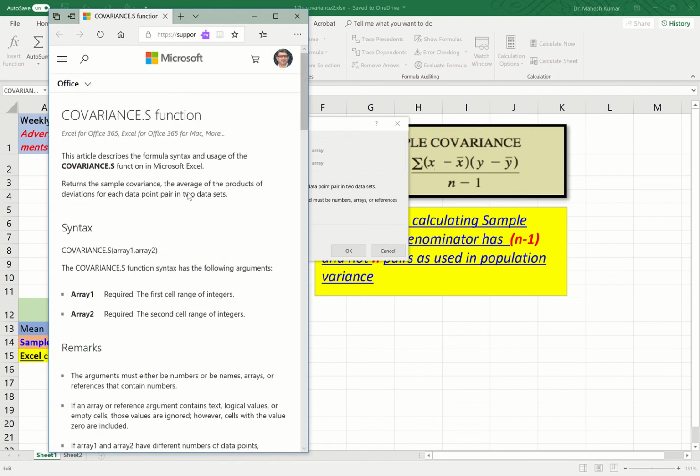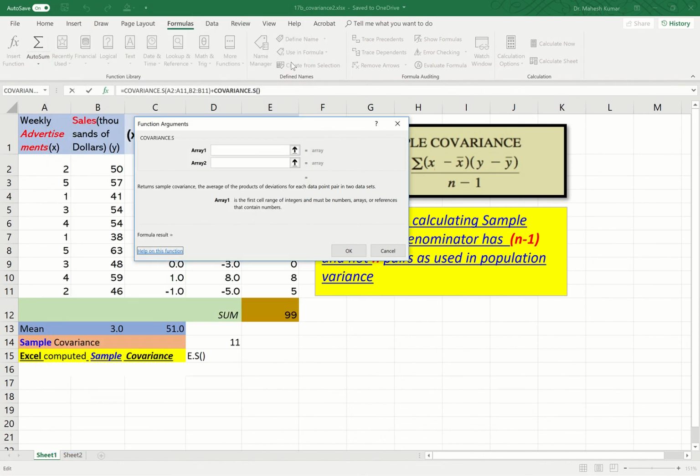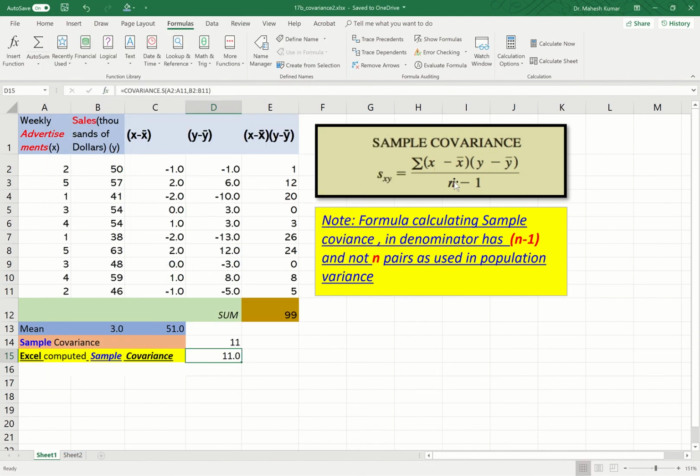The help does not give us the formula, but we know, let me close it, but we know that when we calculated it, we used n minus 1 in the denominator and got the value 11. Excel also got the value 11. So Excel must be using this formula, summation of (x minus x bar) into (y minus y bar) in the numerator, and in the denominator it is n minus 1.